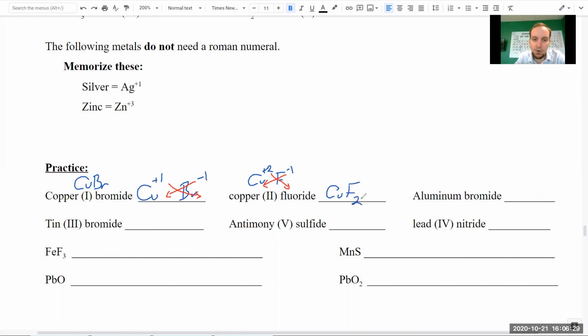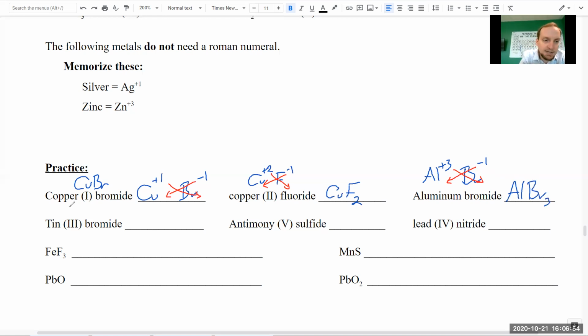That's copper 2 fluoride, whereas over here is copper 1 bromide. Okay, aluminum bromide. Aluminum is Al with a +3 charge. Bromide is Br with a -1. Again, if we just take those charges, drop off the positive, negative, move those down, what we get is AlBr3.